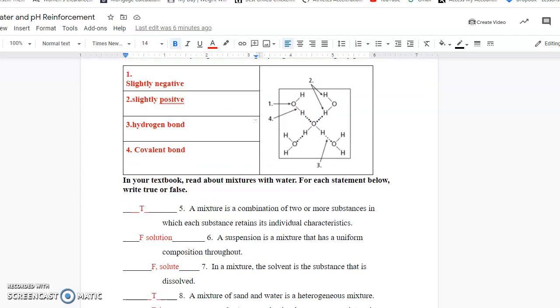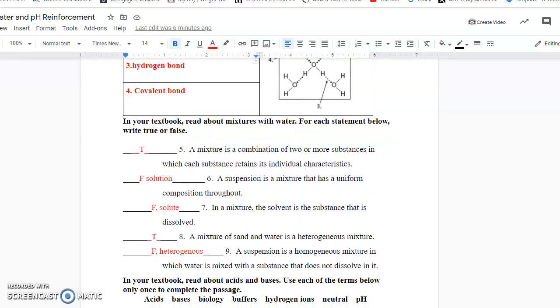Okay. The next part, from 5 to 9, you had to say whether it's true or false, and if it was false, you had to fix it. So 5, a mixture is a combination of two or more substances in which the substance retains its individual characteristics. By definition, that is true. 6, a suspension is a mixture that has uniform composition throughout. That is false. That is described as a solution.